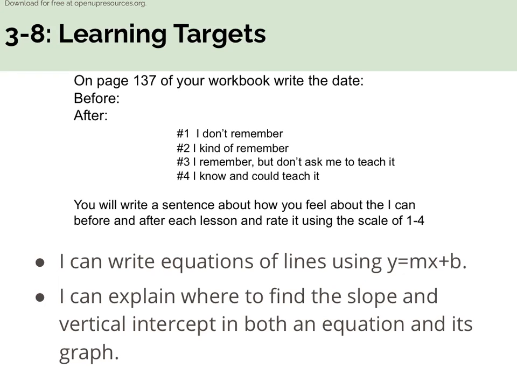Give yourself a sentence about how you can write equations of lines using y equals mx plus b. And then you can explain where to find the slope and the vertical intercept in both the equation and its graph. After writing a sentence, give yourself a number for how you feel. So 1, I'm confused. 2, I kind of got it. 3, I got it. But then 4, I can teach it to my friend.